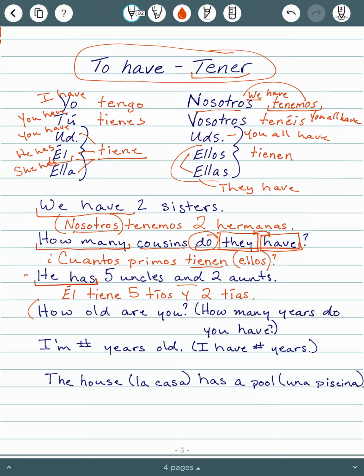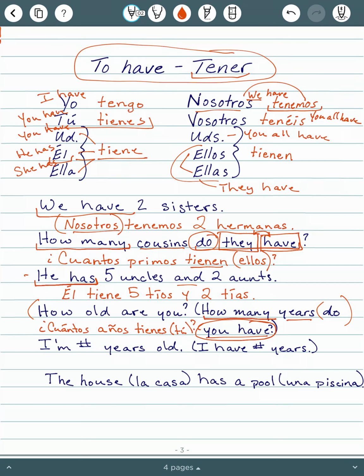Now let's look at a question that you have already memorized. How old are you? You may remember that question, you may not. But remember, literally you're saying how many years do you have? So to say how many, that's cuántos. And then years, años, cuántos años. And remember, we're going to ignore the do. That's a helping verb that we just don't have in Spanish. Do you have? So you is tú. ¿Cuántos años tienes? And I can say tú tienes if I want to.